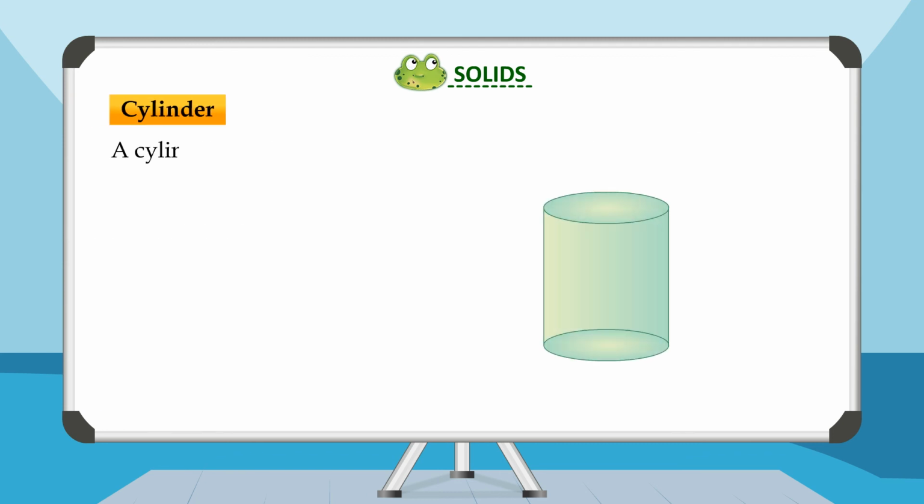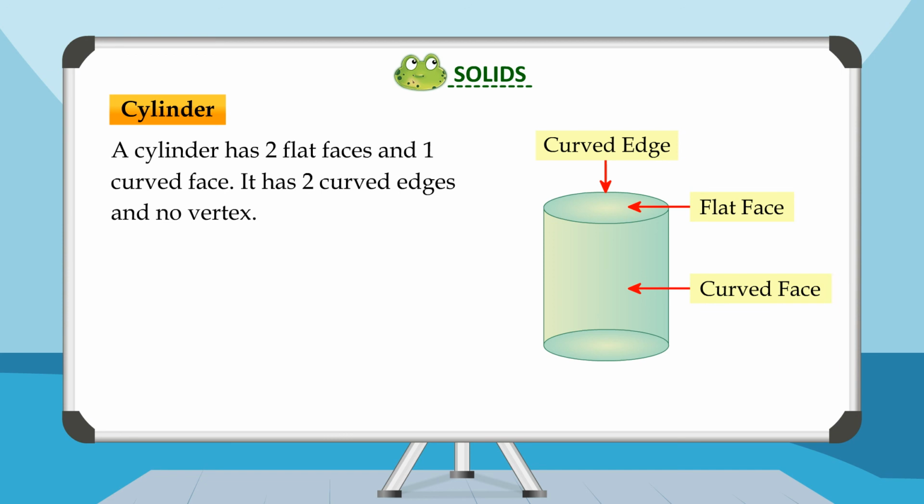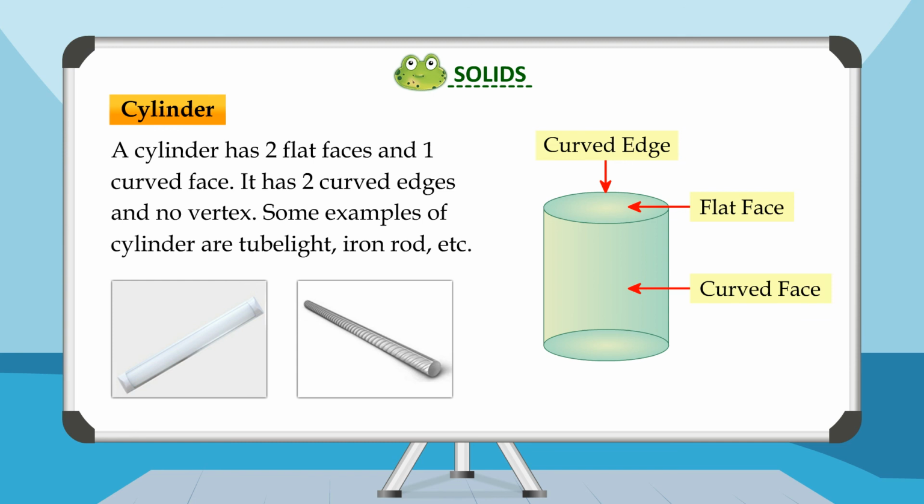Cylinder. A cylinder has 2 flat faces and 1 curved face. It has 2 curved edges and no vertex. Some examples of cylinder are tube light, iron rod, etc.